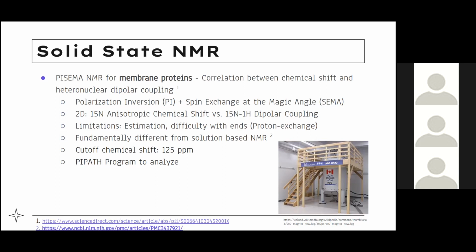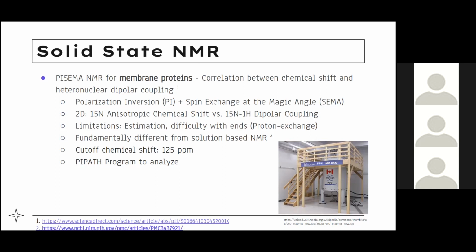And this causes some parameters that would average out to become noticeable in solid state NMR, which is both to the detriment and advantage, as we can characterize things better, but also we have to be more careful in how we treat our data. And here, the cutoff was determined as 125 ppm chemical shift, where less than that is part of the amphipathic helix, and above that is the transmembrane helix. And I'll introduce those concepts in the next slide.